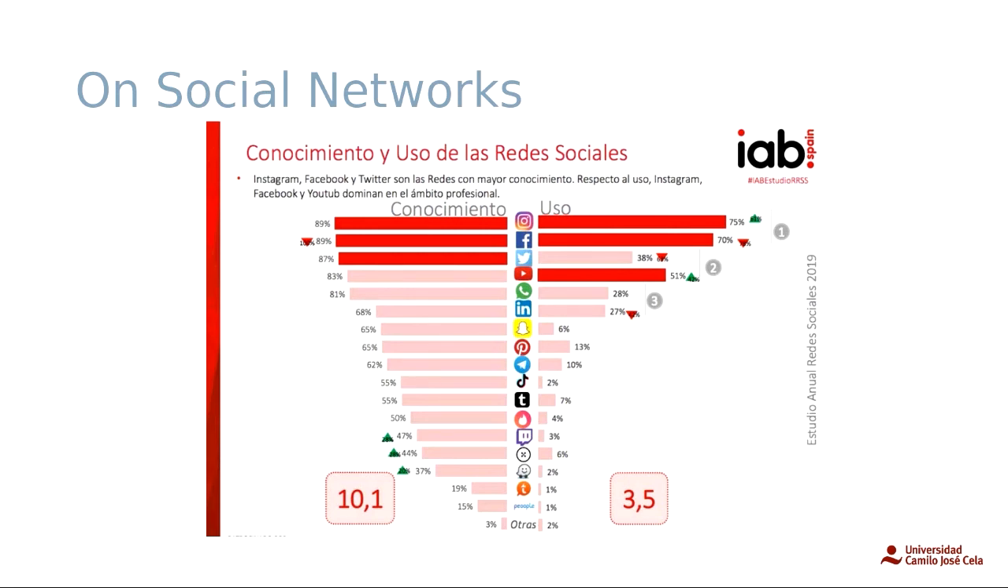On social networks, this is a very interesting study that IAB Spain publishes every single year, and it has to do with how much people know and use social networks. This is the study made in 2019. The network that was growing very fast was Instagram. And the second one, this is like global use, the second one keeps on being Facebook. But if you read the report, you'll see that Instagram and Facebook are more informal. And the other ones that are more professional are Twitter, YouTube, and LinkedIn, as you can see, are the next ones.